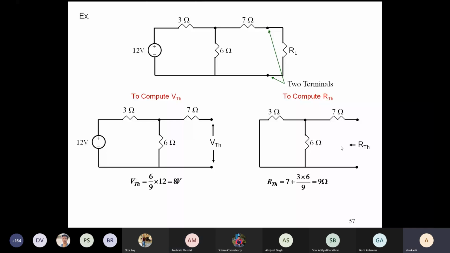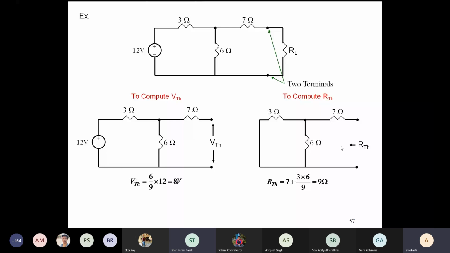Sir, how did VTH come? I couldn't understand. So you check the circuit on the left hand side. VTH means the voltage across these two terminals. Now this 7 ohm is actually hanging in the air, so whatever voltage is here is also the same here. So what is the voltage across the 6 ohm resistance?